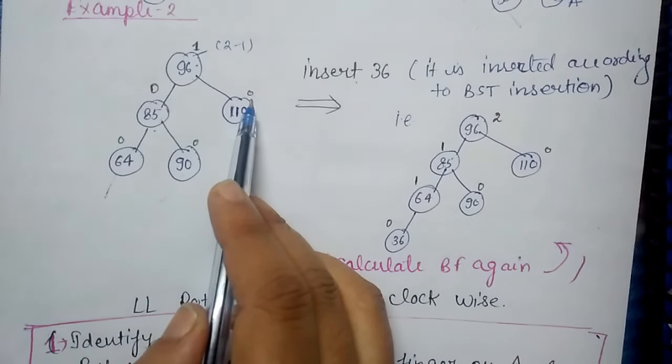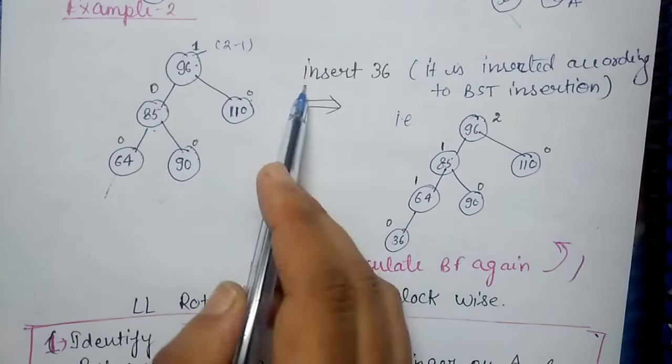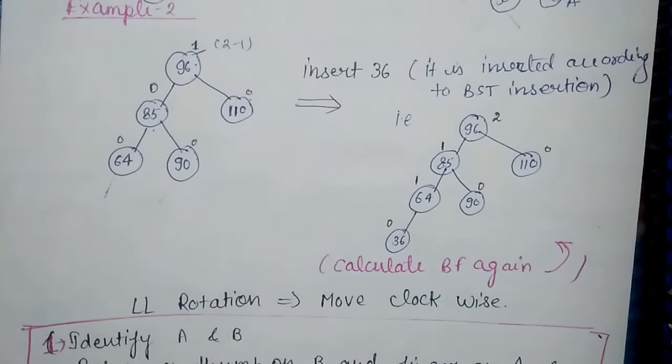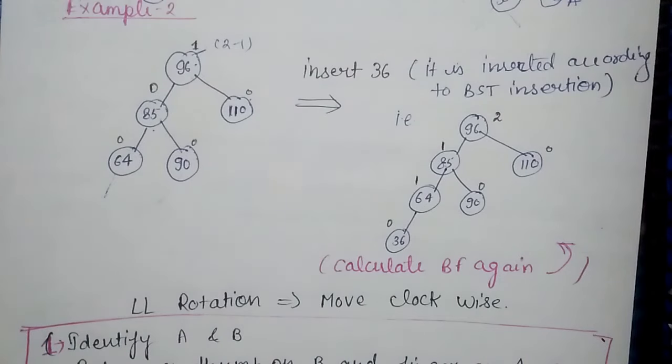Now in this subtree we want to insert 36. So we will insert 36 according to the binary search tree.